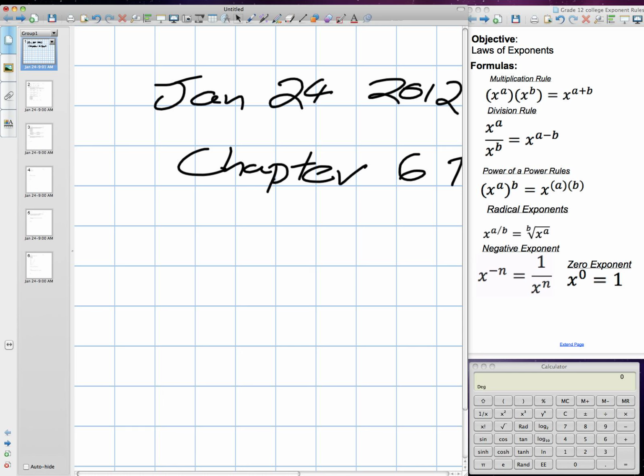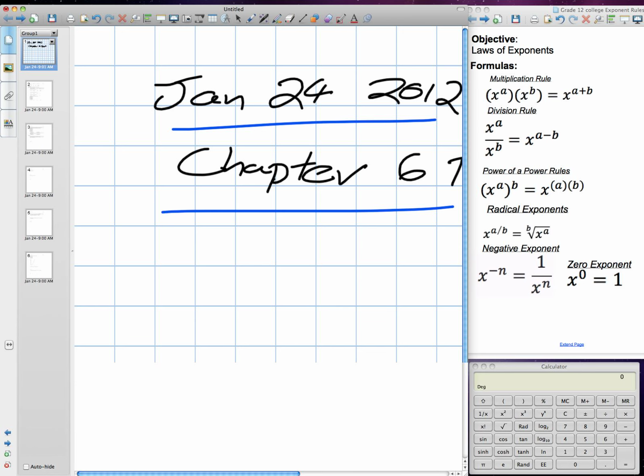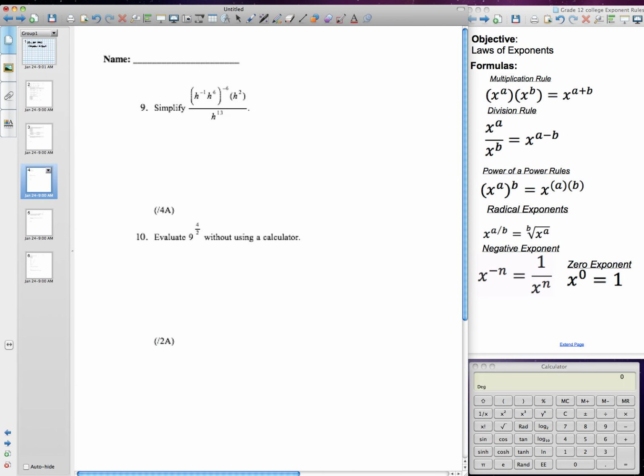Okay, today is January 24th, 2012, Chapter 6 test. I kind of cut the page off a little there just because we have to zoom in. We're going to start with question number 9. Okay? I'm going to go on a separate page to work out everything you needed to for this.